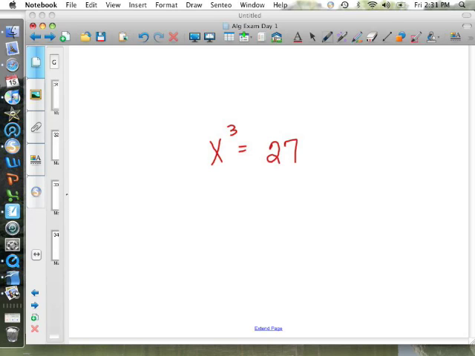Here we take the what? Cube root of both sides. Now, do we say plus or minus? No, because the minus will come out negative. Exactly. Only for even roots. Plus or minus is only for even roots.